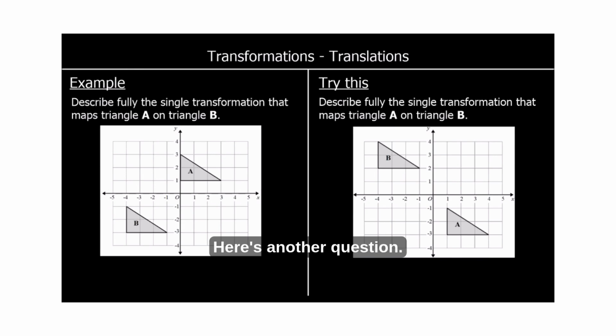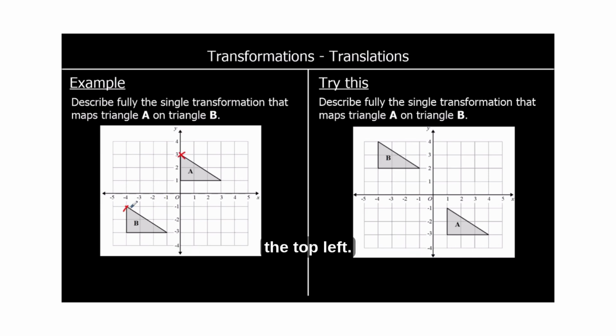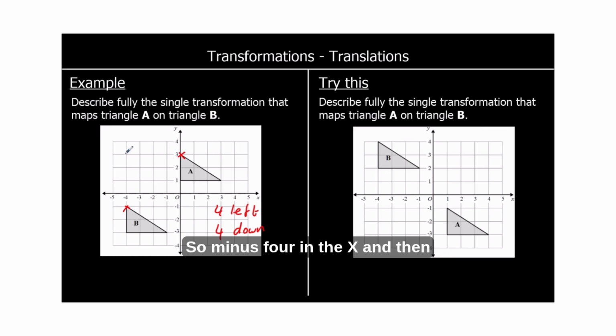Here's another question. So describe the transformation that maps triangle A onto triangle B. We're doing the same thing. So I'm going to take the top corner again, the top left. How far has it moved? 1, 2, 3, 4 left. So that's minus 4 in the x direction. And 1, 2, 3, 4 down. Minus 4 in the y direction.